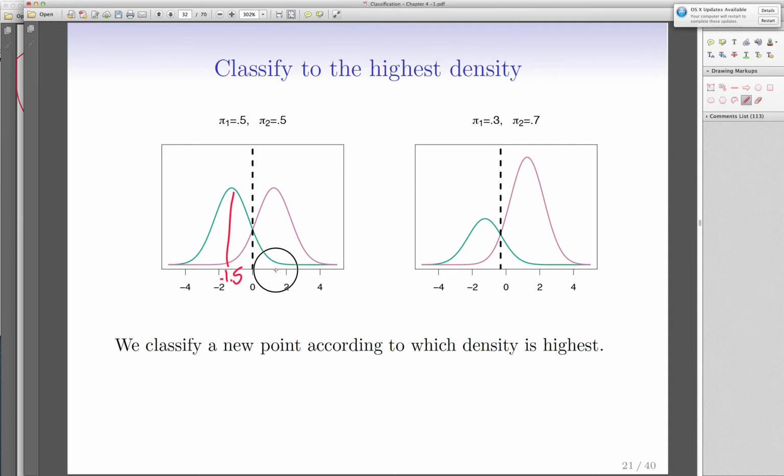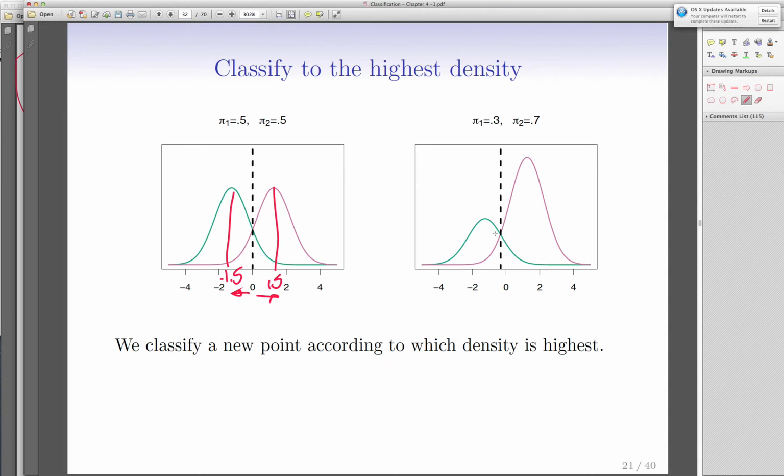The pink one is also normally distributed around 1.5. Let's say in the beginning, 50% of our population were pink, 50% was green. It is not hard to show that for this category, if x is less than 0, it's more likely that it will be green. If it's more than 0, it's more likely that it will be pink.